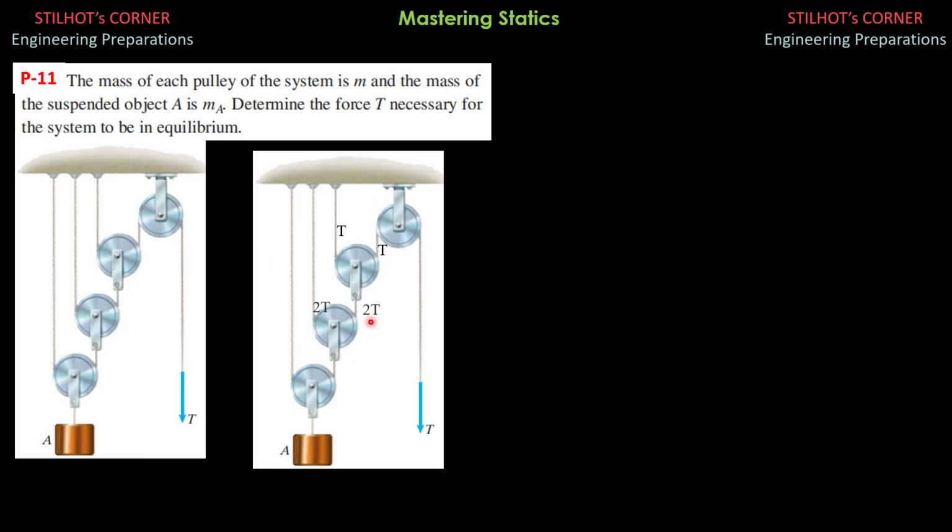On this side, 2T also. Then for this pulley, the tension here is 40. 2T plus 2T is 40. This is also 40. So the tension on this cable attached to A is 80. So the last free body diagram would be 80, then the weight, mass of A times the acceleration due to gravity. So from the figure, summation of forces in y equals 0, 80 minus mag equals 0. So that means the tension is mag over 8. So that's it for this problem.